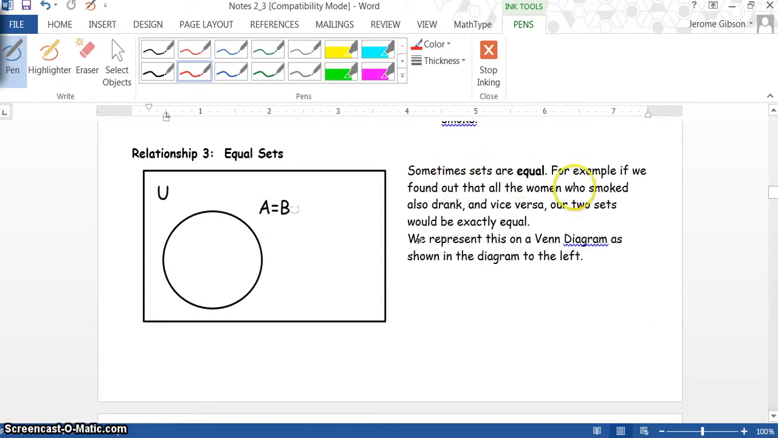Sometimes sets are equal. For example, if we found out that all the women who smoke also drink, and vice versa, our two sets would be exactly equal. We represent this on a Venn diagram as shown in the diagram to the left. If you notice here, there's only one circle here. That is because they have all the same elements, and we will put that A is equal to B. Set A is equal to set B.